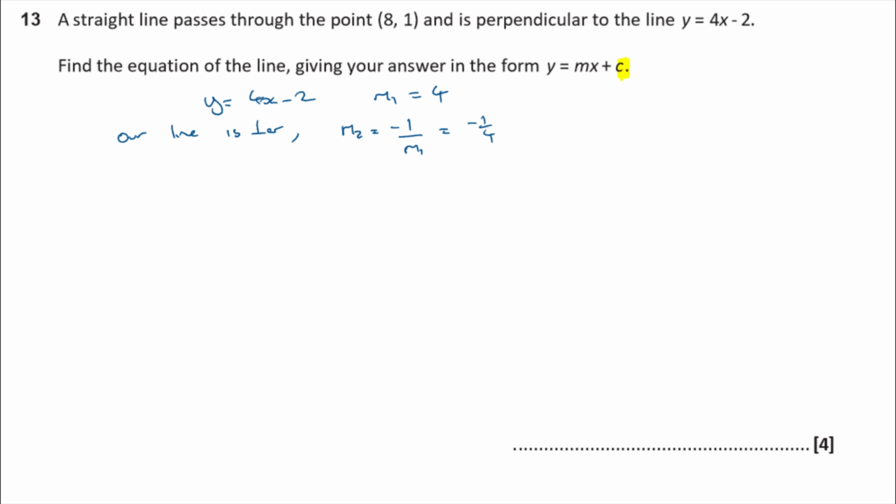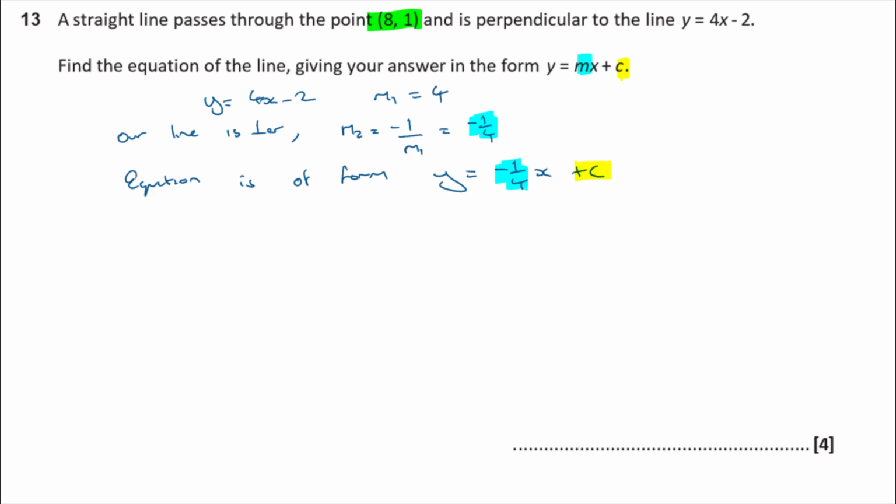Okay, and to do that, I'm going to use the point that it passes through. So first off, I'm going to say equation is of the form y equals minus a quarter of x plus c. So I've created a partial equation by subbing in the m value I know, minus a quarter, and that just leaves me the c value to find. And I'm going to use the point to find it now.